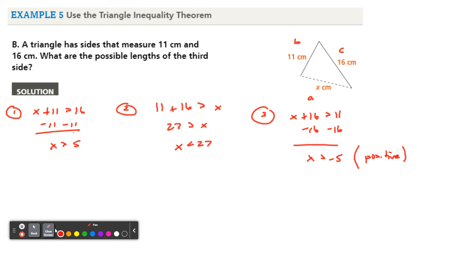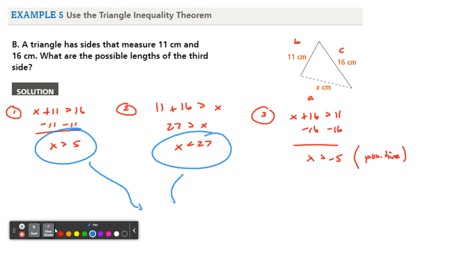So these two are going to contribute to the range of x values. The lower limit is 5. The upper limit is 27. We're going to write this as a double inequality: 5 is less than x is less than 27. And this is exactly how you'll combine these two statements into the possible values for the third side of this triangle. All right, great. Thanks for watching. See you in class.